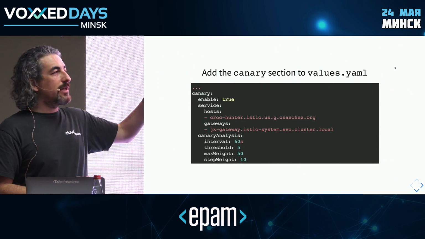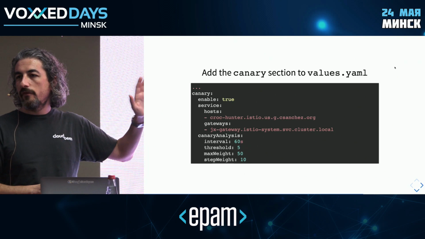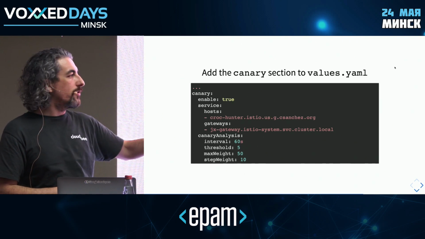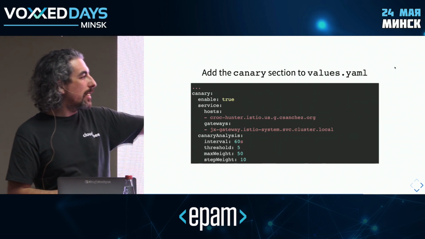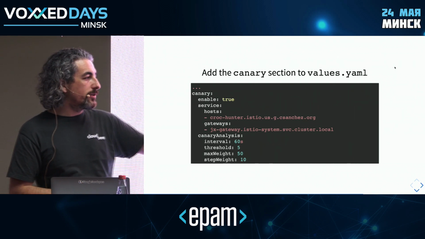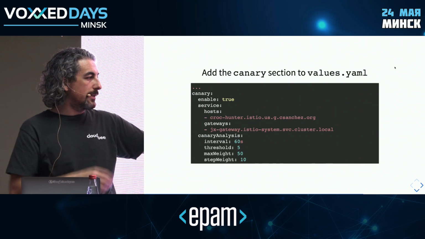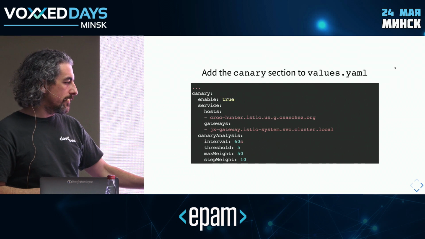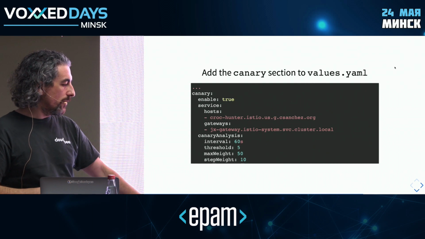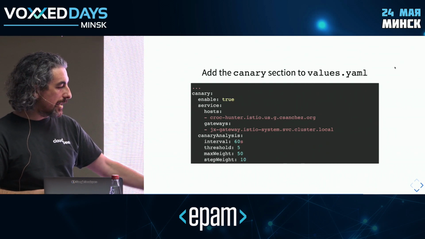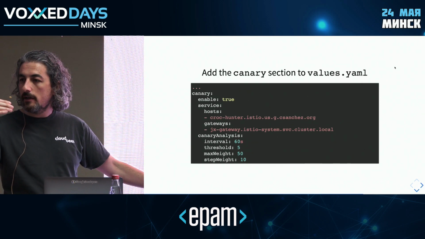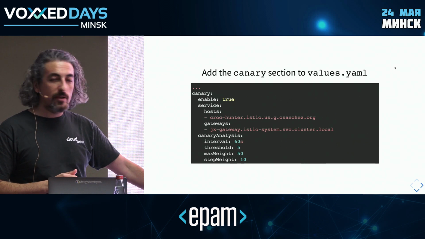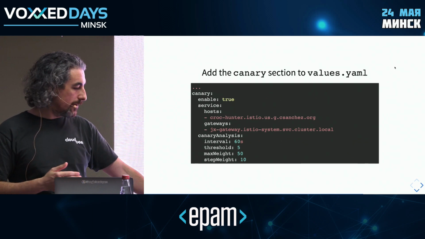So I have a values YAML. This is all Helm configuration that gets injected into the canary file I showed you, where I say I want to enable canary. The host I want to enable it for is this one. This is the gateway, that's a gateway that Jenkins creates for you. And in the canary analysis, I can say, how often do I want to check for the metrics? How many times do I want the metrics to fail before rolling back?